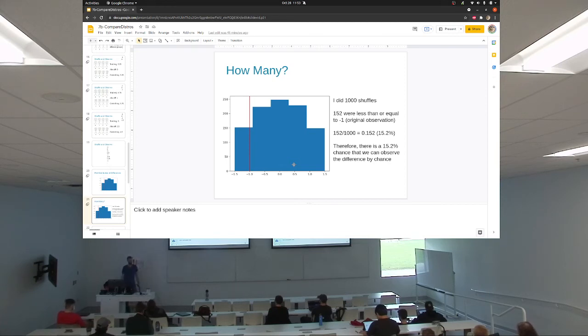Add them up. 152. How many observations did we have? 1,000. Again, I want to be clear, 1,000 was overkill. I had 4 and 4. I didn't need to do 1,000. So I calculated 15.2. There's a 15.2% chance that this just happened by chance. Am I happy with that? Maybe. It depends what we're trying to achieve.